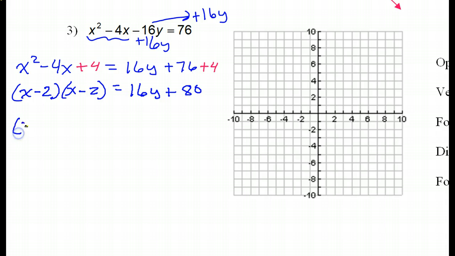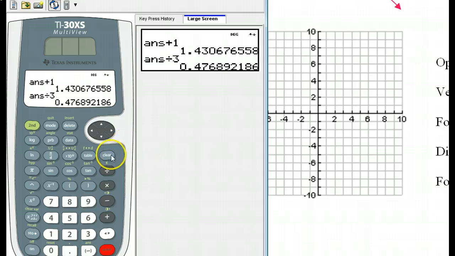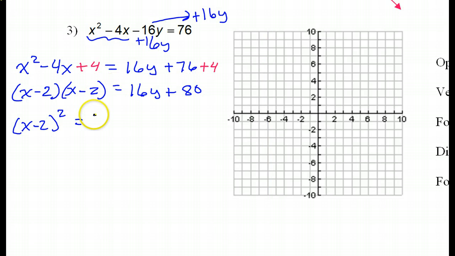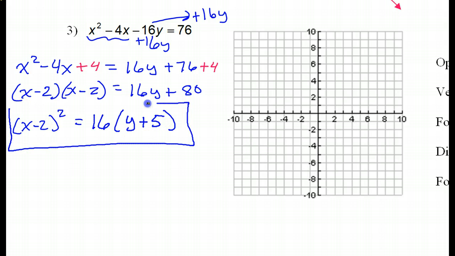Alright, so I can write this as x minus 2 quantity squared equals, let's see, does 16 go into 80 evenly? I don't recall. 80 divided by 16. 5 times, check it out. Okay, so that means 16 is the GCF, and we have y plus 5 in there. So that is it. We have successfully rewritten this in standard form.